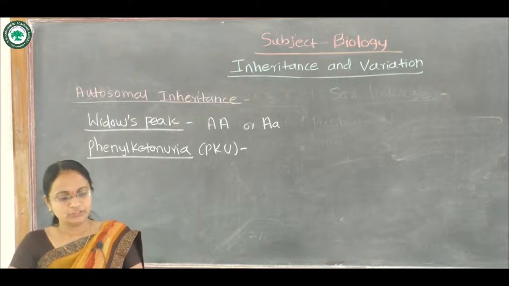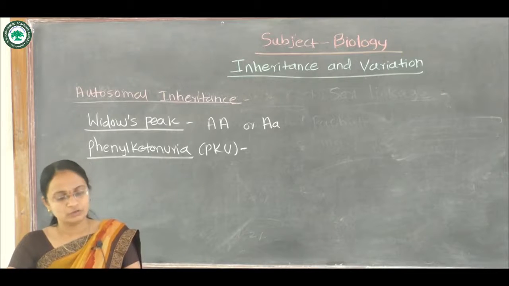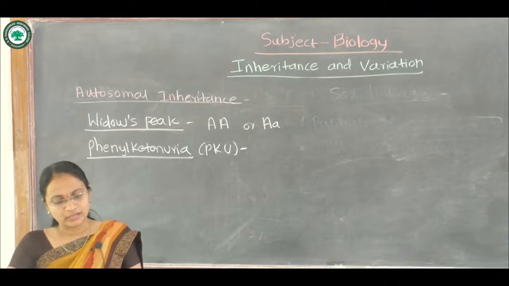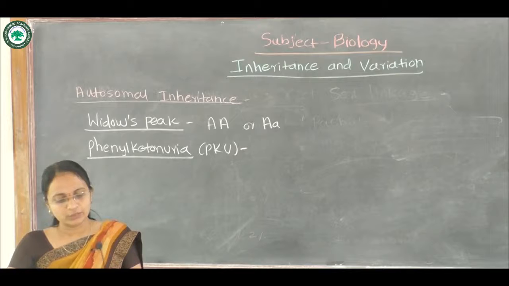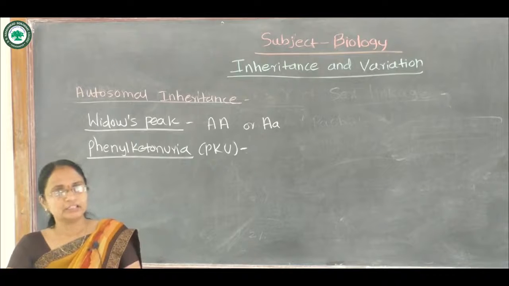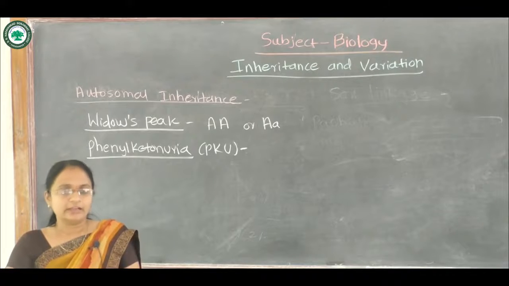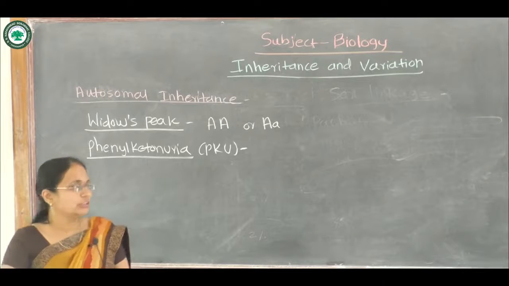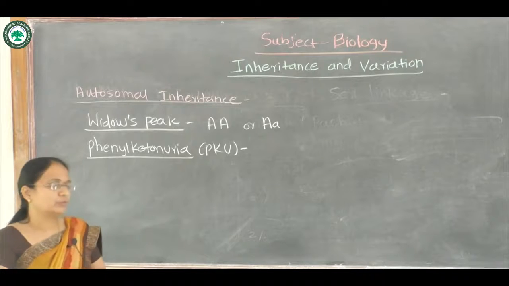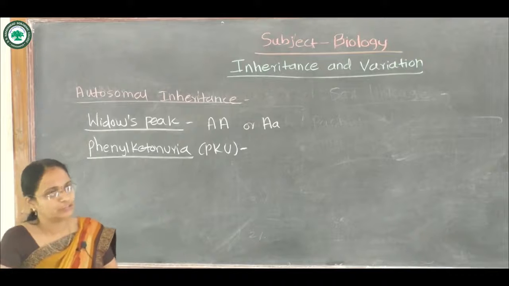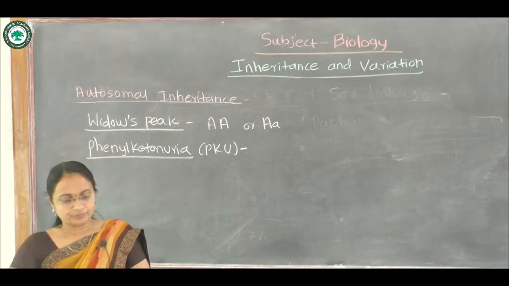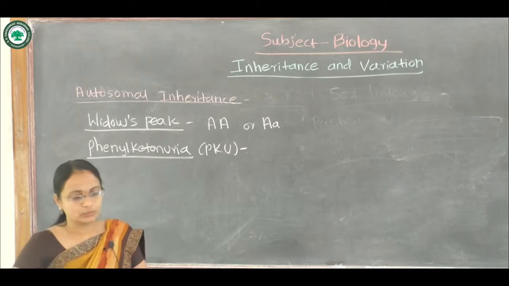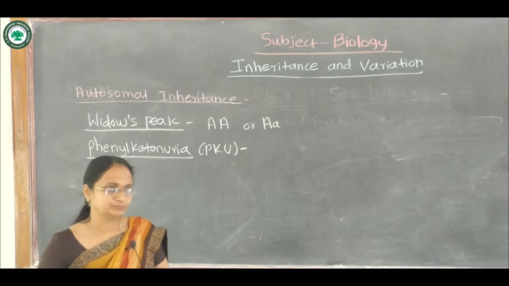and it is required for the conversion of the amino acid phenylalanine to tyrosine. Therefore, these derivatives accumulate in blood and cerebrospinal fluid. This accumulation in the blood as well as the cerebrospinal fluid affects the brain, causing mental retardation. This is about autosomal inheritance.